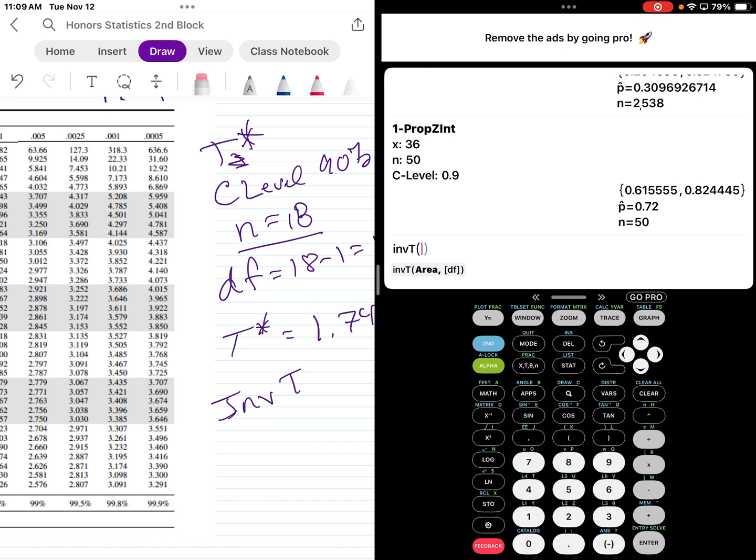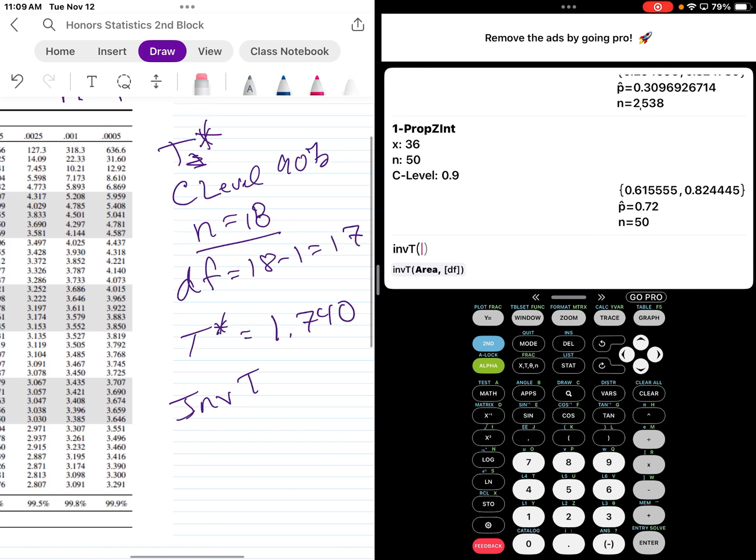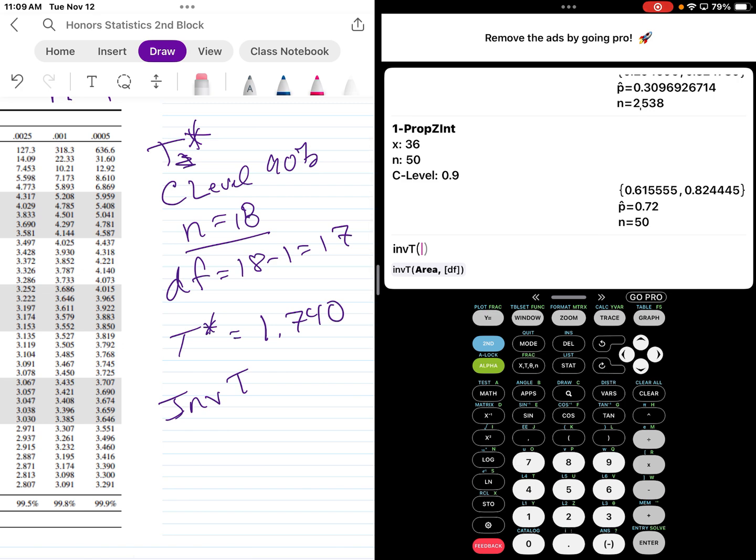Now this one tells me to enter my area and degrees of freedom. So again, I forgot that's what this one likes. It doesn't do vertical. So my area, for this problem, was 1 minus 90%, which is 10%, divided by 2, which is 5%. So my area is 0.05. Oopsies, that's not 50%, it's 0.05. And then comma, and then we would type degrees of freedom. We would type in 17 and hit enter.